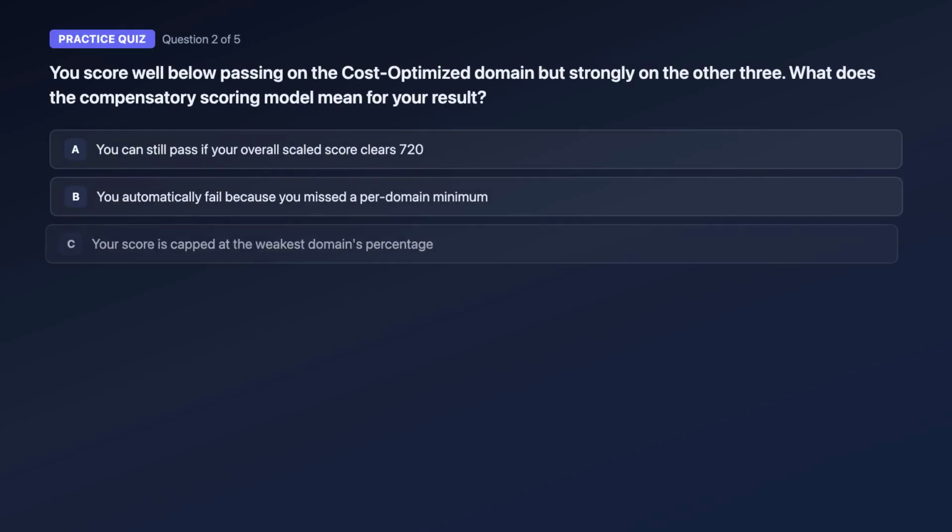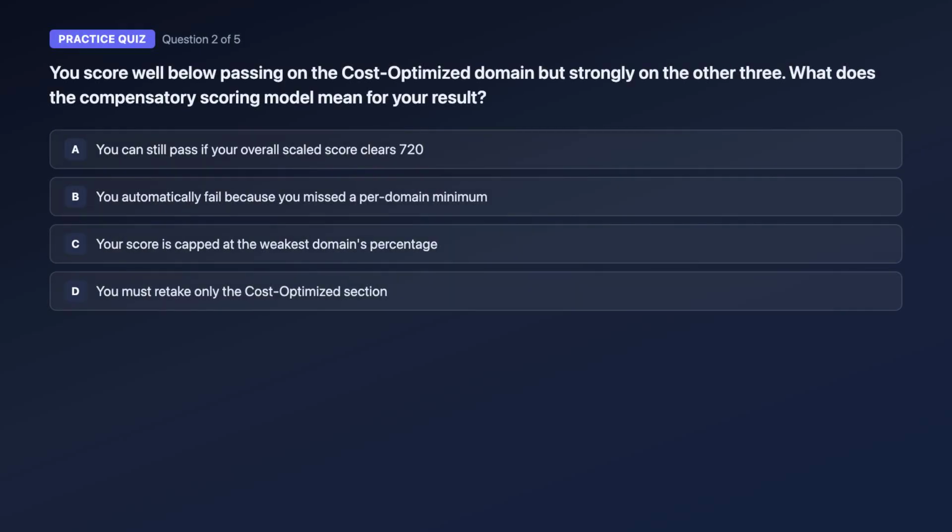Question 2. You score well below passing on the cost-optimized domain, but strongly on the other 3. Under compensatory scoring, what does that mean for your result? A. You can still pass if your overall scaled score clears 720. B. You automatically fail because you missed a per domain minimum. C. Your score is capped at the weakest domain's percentage. Or D. You must retake only the cost-optimized section. Think about which constraint actually decides pass or fail.